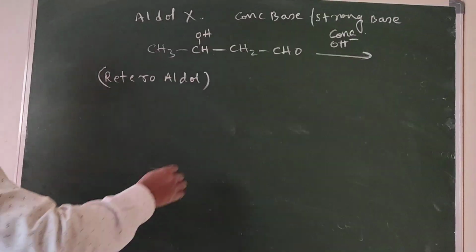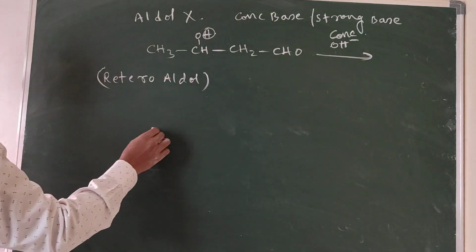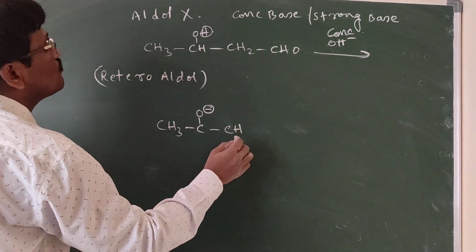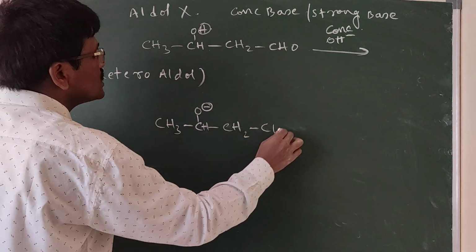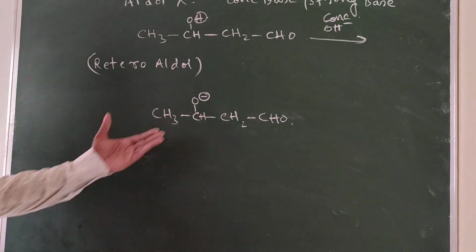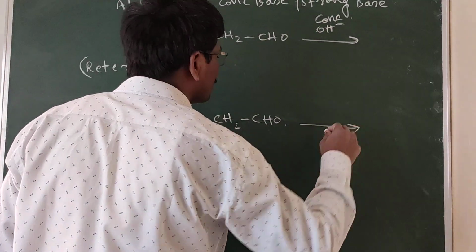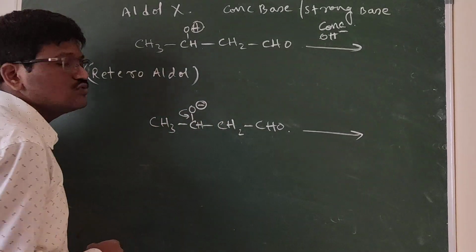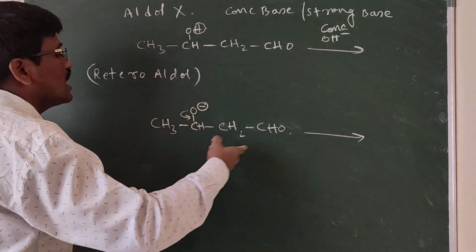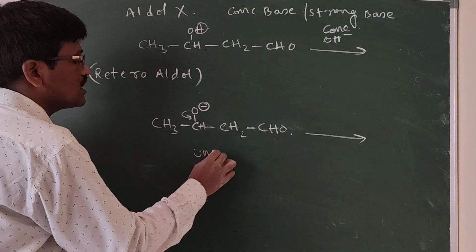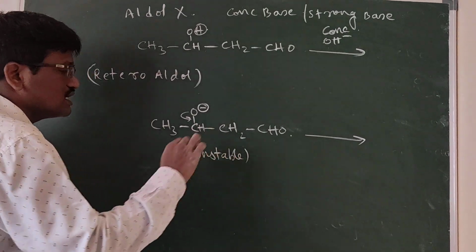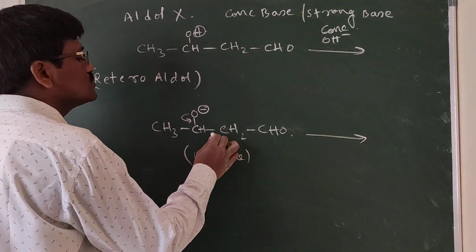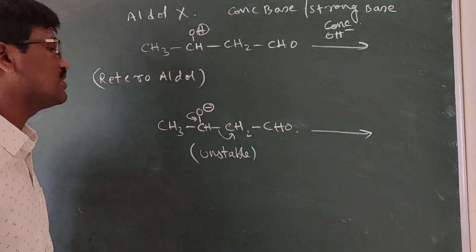What happened here? The base abstracts the proton from the OH group. It becomes an anion, -O-CH2CHO. This anion is unstable, because the negative charge is present on oxygen. The oxygen will donate the lone pair back to the carbon, so this carbon will take up the sigma bonded pair back.